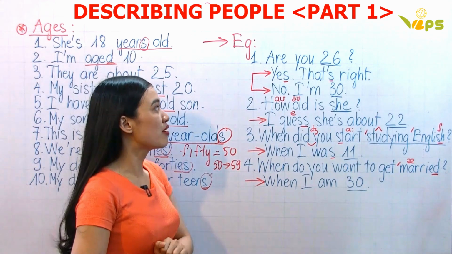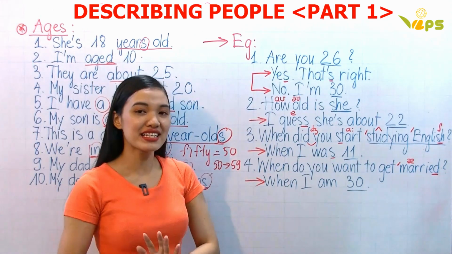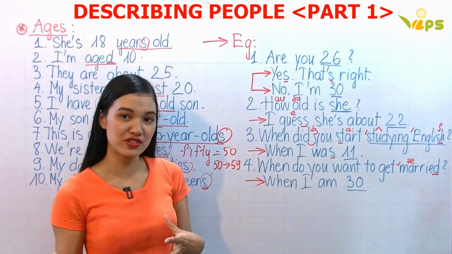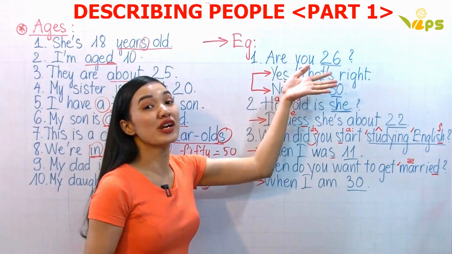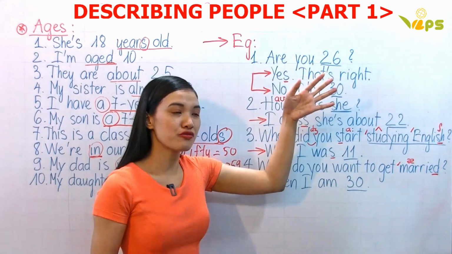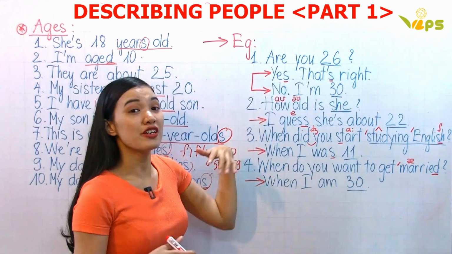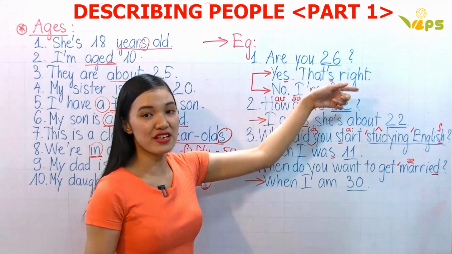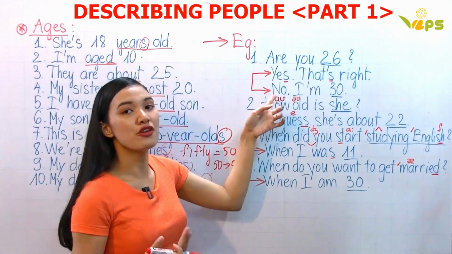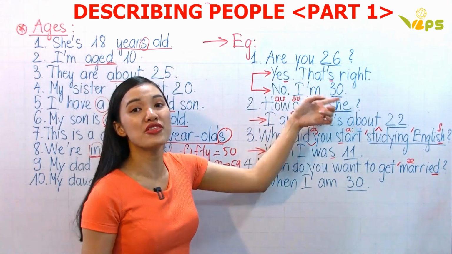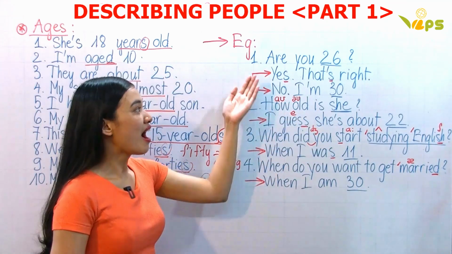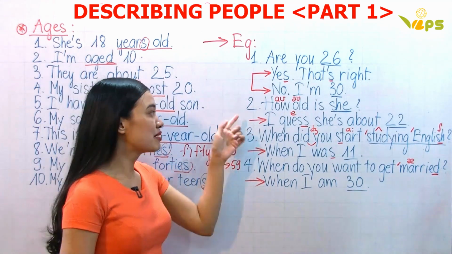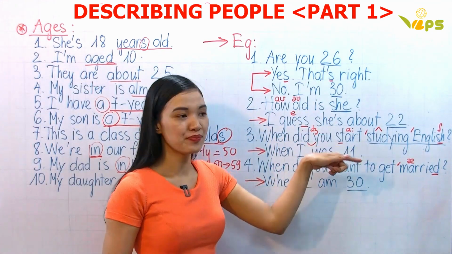Okay, for question number 1. Are you 26? If you look at a person but you don't know how old that person is, you can ask, are you 26? Are you 30? Are you 50? If that is true, that person would say, yes, that's right. Or if not, say no, and then say your age. No, I'm 30. Are you 26? Yes, that's right. No, I'm 30.